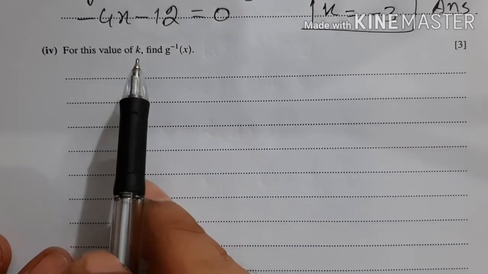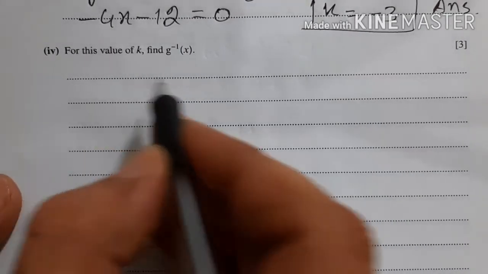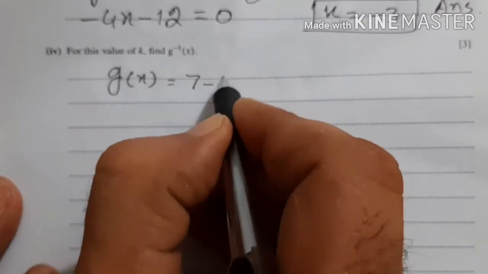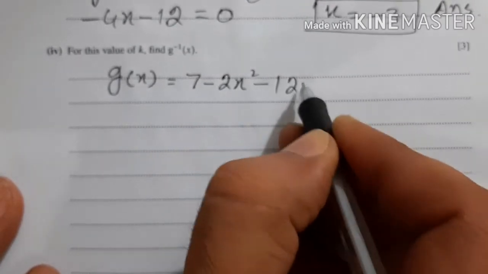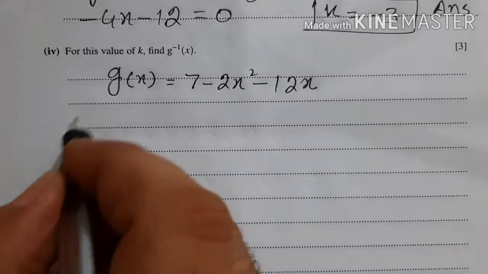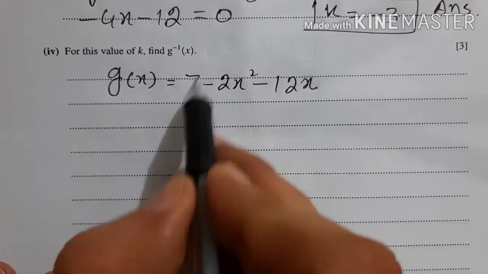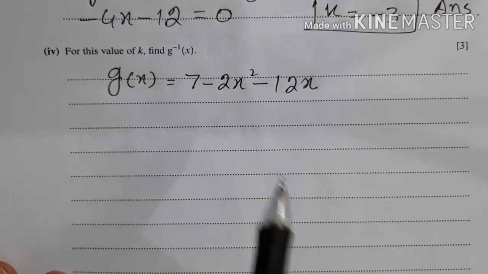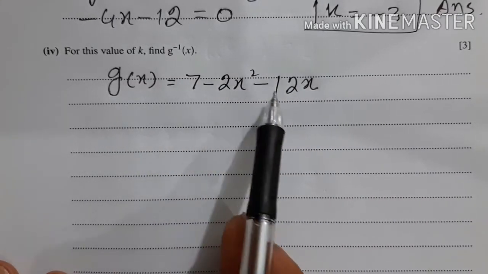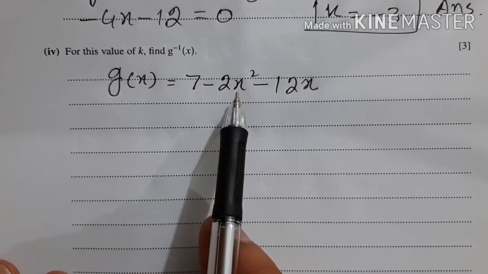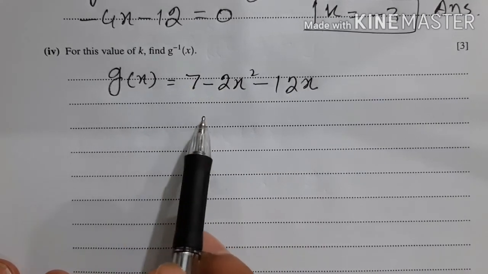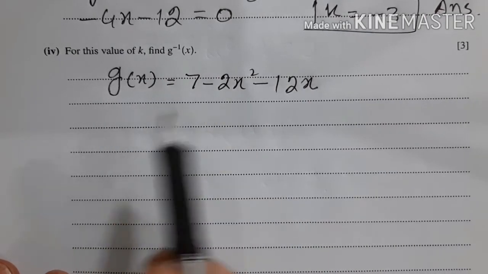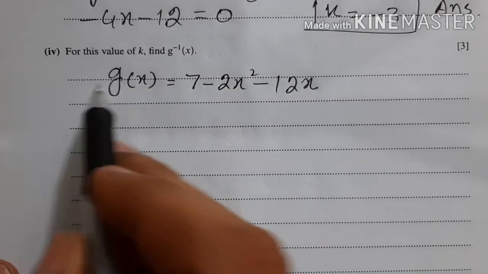For the value of k, find g inverse. Okay, we already have g(x) is 7 minus 2x square minus 12x. Now, we need to find g inverse x. For this, we need to convert this into the completing square form. And from part 1, we already converted this equation into completing square form a plus b into x plus c whole square. So I'll use that result directly in this part.